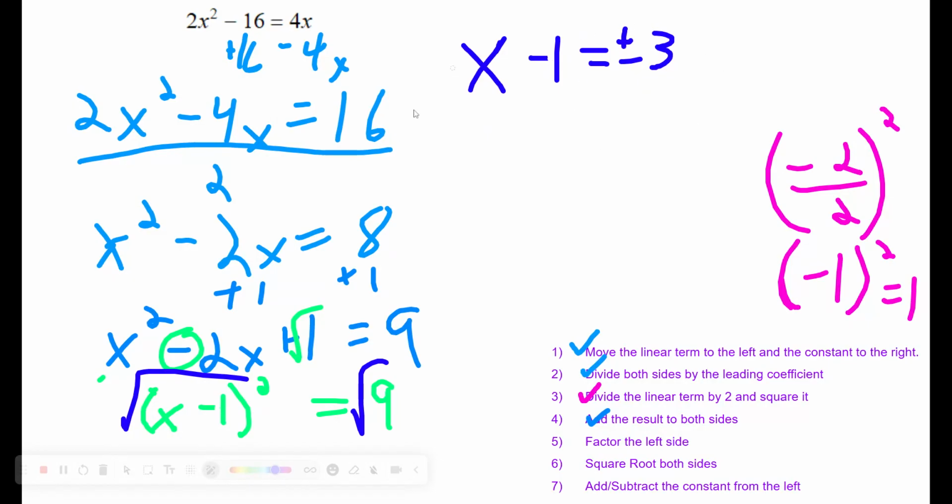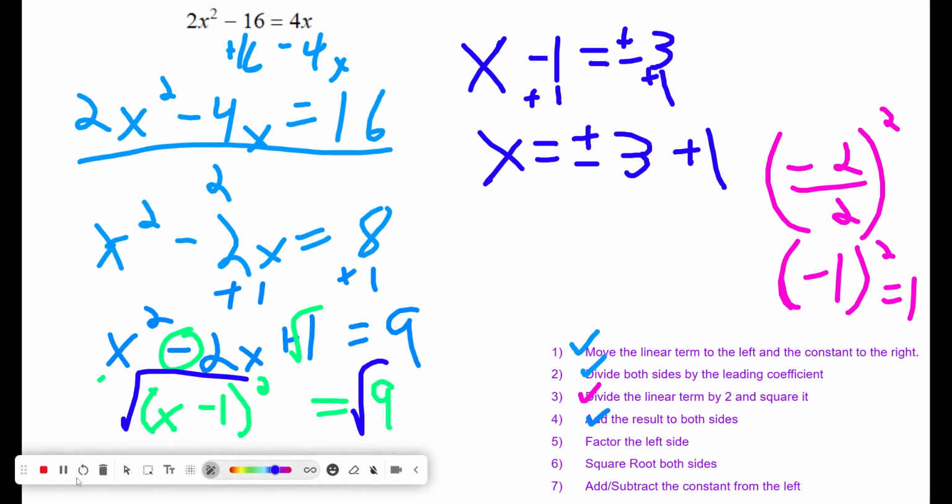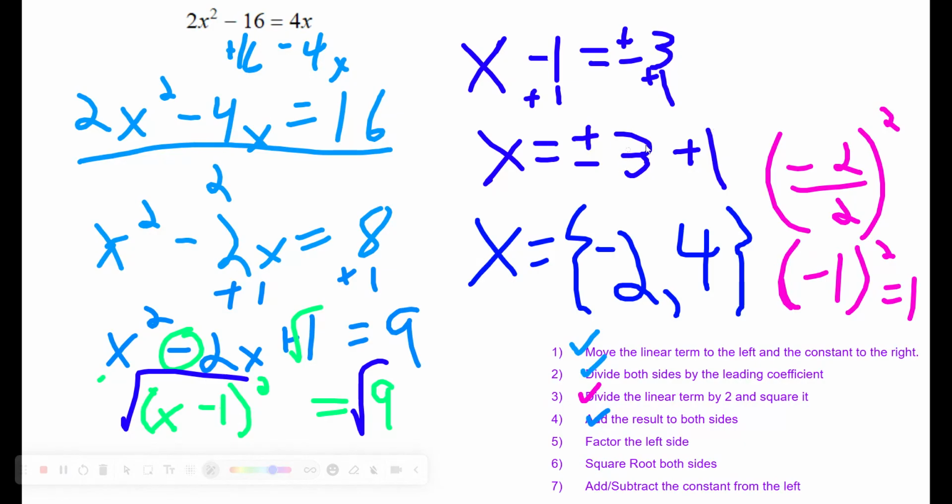And sometimes this would be a sufficient answer. In this situation, it's not, because we can add 1 to both sides. X would equal plus or minus 3, plus 1. That might be an answer that we can use at another time. However, these are integers, so we might as well show our two solutions. Positive 3 plus 1 would be 4, negative 3 plus 1 would be negative 2.